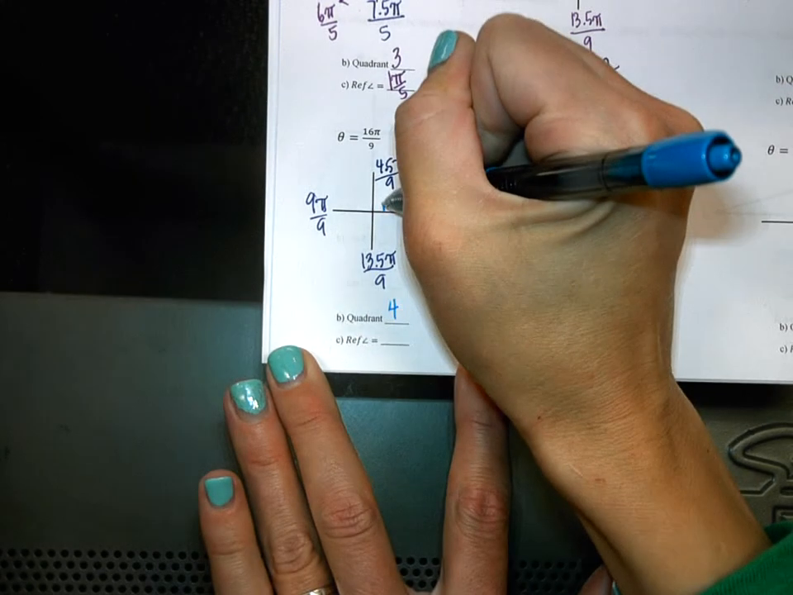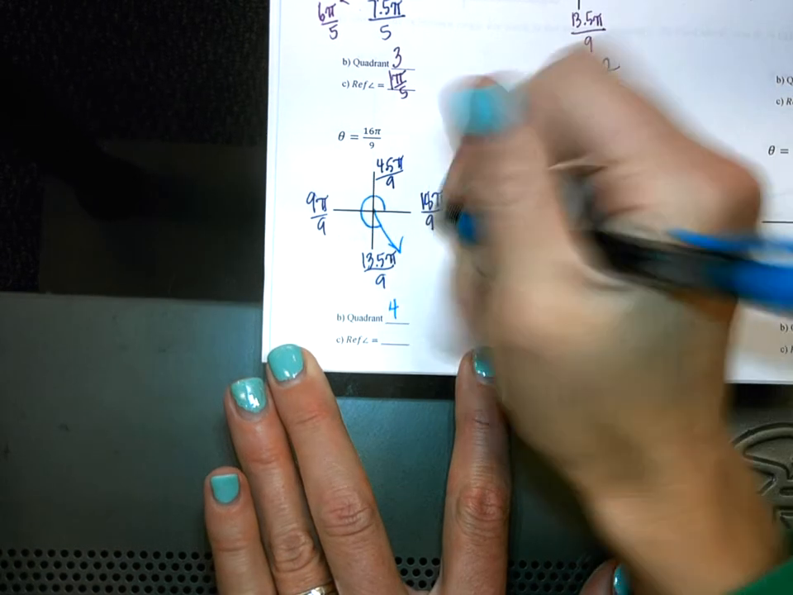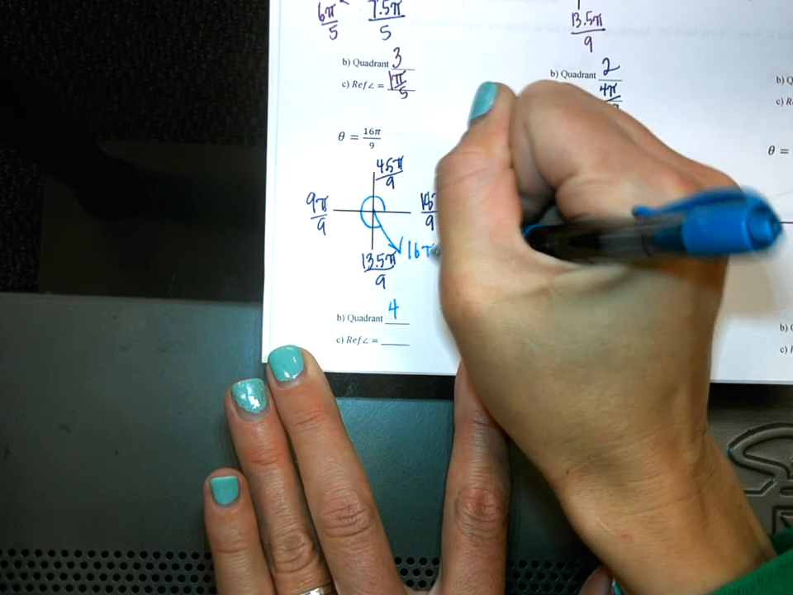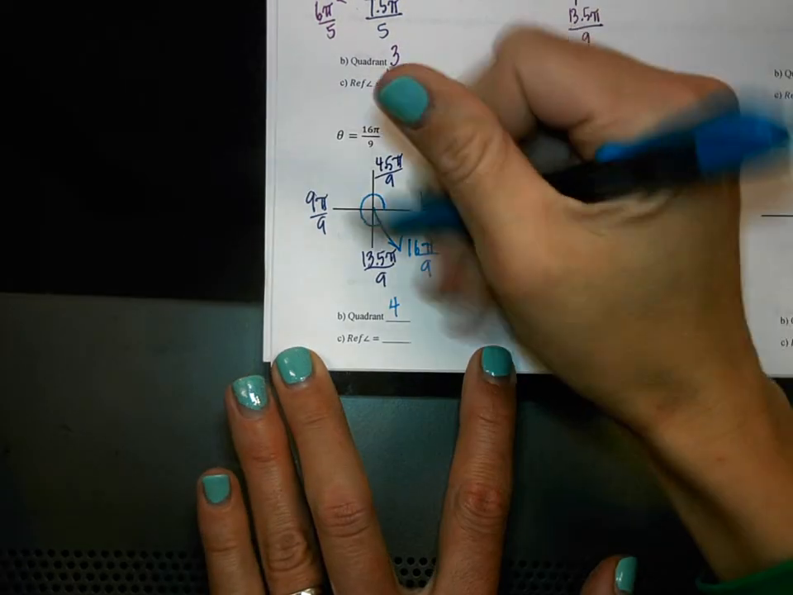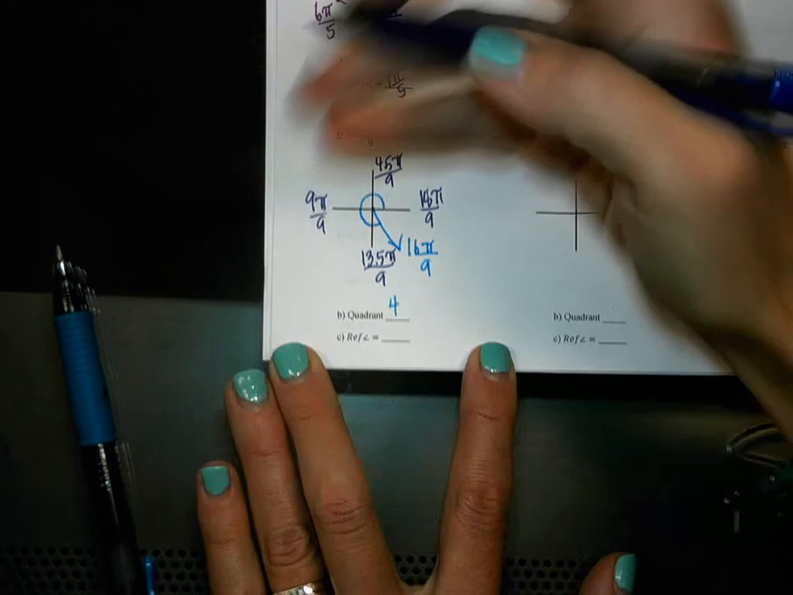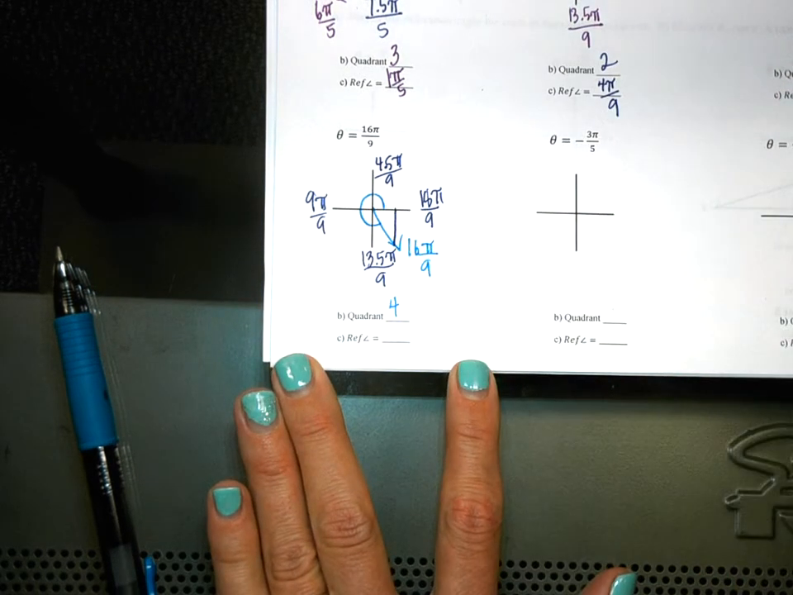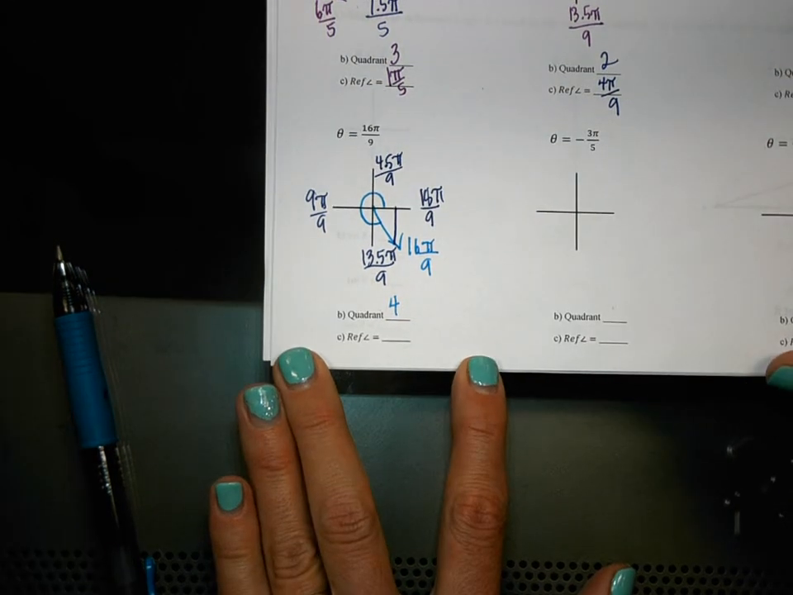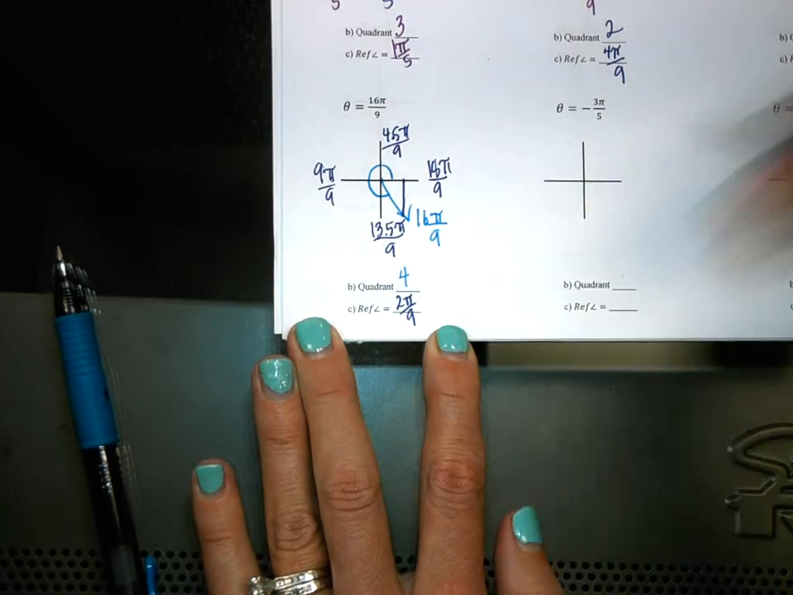So we loop this around. We get to quadrant 4. We're going to mark our reference angle. Okay, or sorry, we're going to our standard position angle. And then what does it take going up to the x-axis from 16 to 18? What will be that reference angle? Very good. 2 pi over 9 is correct.